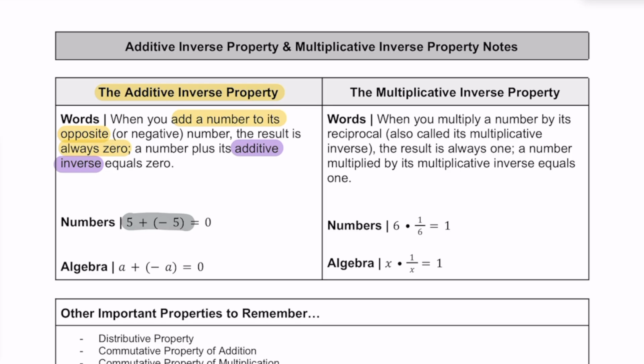So for example, using numbers, we could say 5 plus -5 equals 0. That's demonstrating the additive inverse property. But this doesn't just work for 5, it works for any value, so we can use a variable a to show that it works for any of these numbers that you could use.